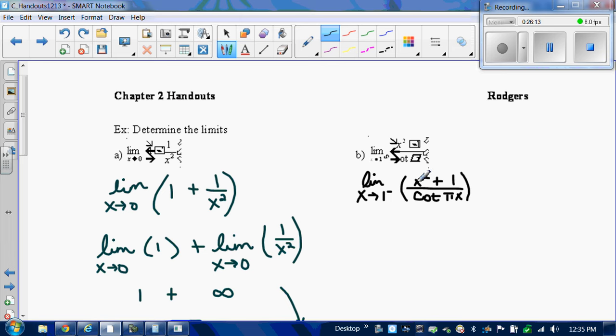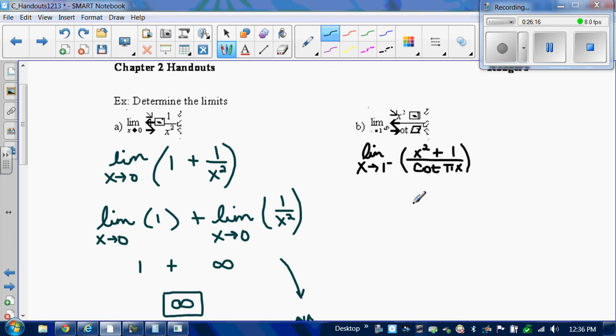For cotangent of pi x, when x is 1, let's think about it. Cotangent is cosine of pi x over sine of pi x. So cotangent's going to blow up when x is 1, so there's a vertical asymptote. Cotangent is going to not exist when x is 1, because if you plug in 1 for x, you get cosine of pi over sine of pi. And what's the cosine of pi? That's over here at negative 1, 0.